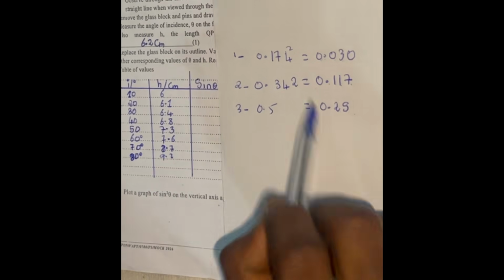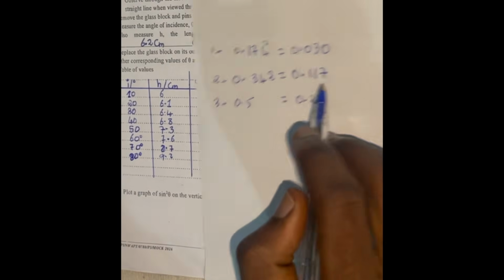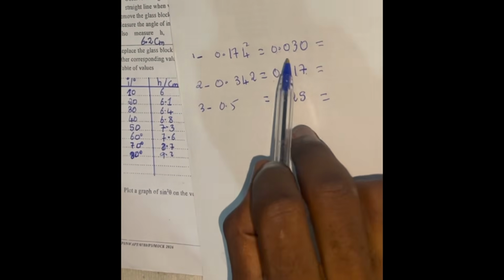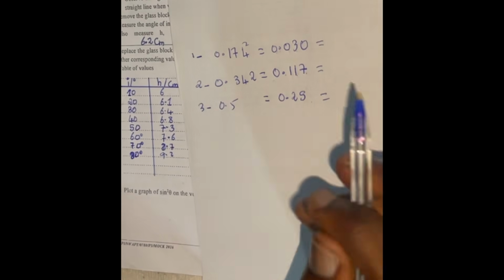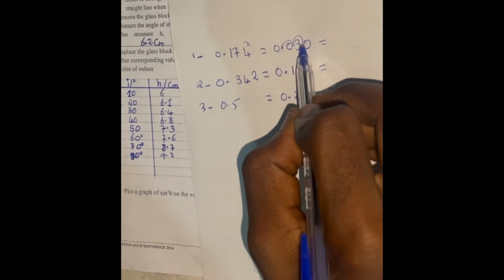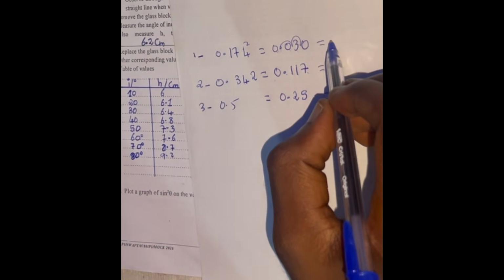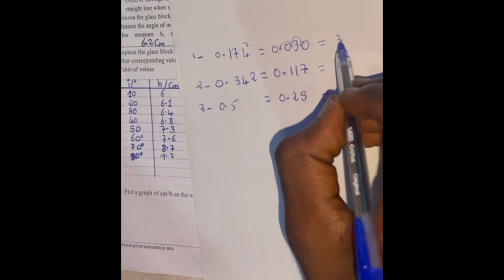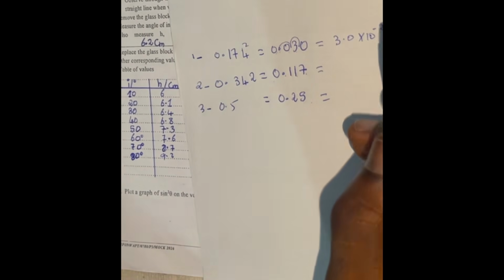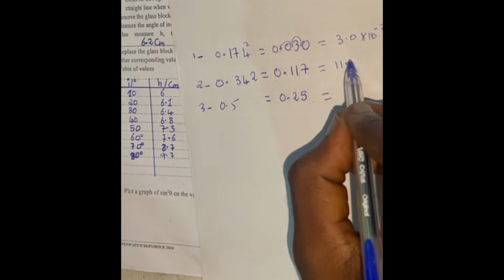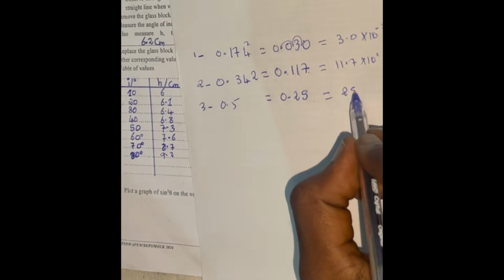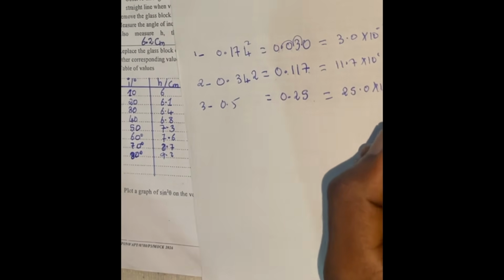You cannot really manage to do a graph with those zeros. It's better for us to bring the decimal place here, so that we use whole numbers. Like here, I can move the decimal place 2 times. Here, like this, I will have 3.0 times 10 to the negative 2. Here now I will have 11.7 times 10 to the negative 2, and here I will have 25.0 times 10 to the negative 2.